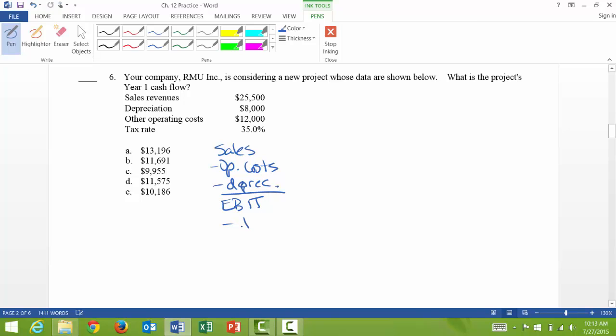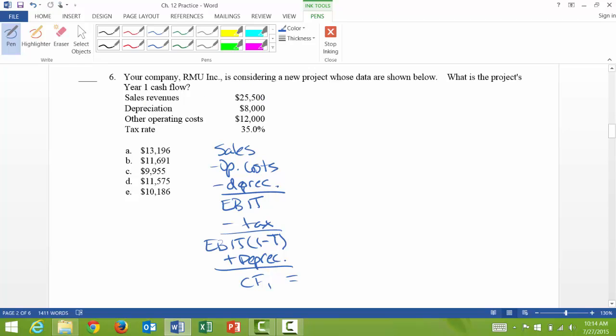And then we subtract out tax, and that leaves us with earnings before interest and taxes times 1 minus the tax rate. And then we add back depreciation, and then we get the cash flow at time 1 is equal to something.